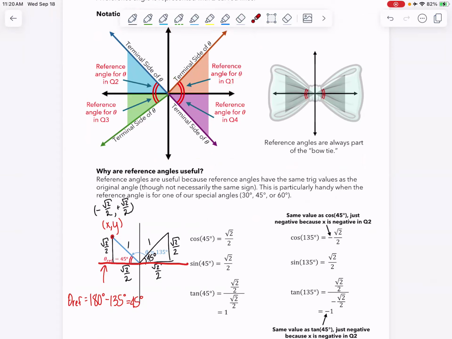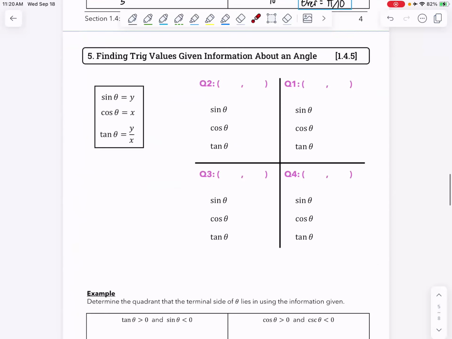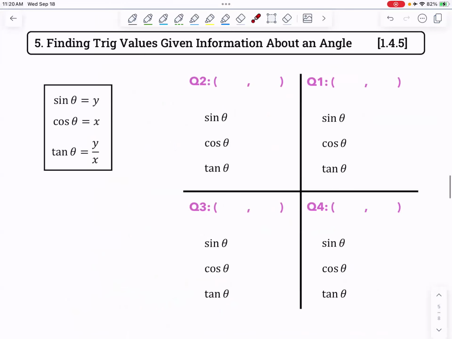We said that an angle and its reference angle will have the same value for a trig function, just potentially different signs. So we're going to use that and do some fun stuff. I quite like this section, finding information about trig values when you're given information. So we're going to go back to the definition we had of unit circle trig, where we said sine was y, cosine was x, and tangent was y divided by x.